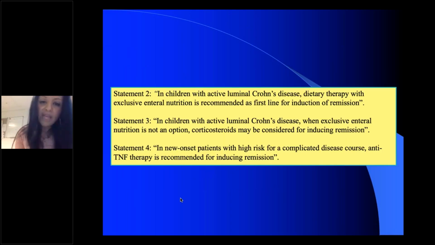So in children with active luminal Crohn's, dietary therapy is our first-line induction of remission. But actually, if it's not an option, steroids can be considered. And this is really important: in new onset patients with a high risk for complicated disease, anti-TNF therapies, or biologics, can also be recommended for induction of remission.